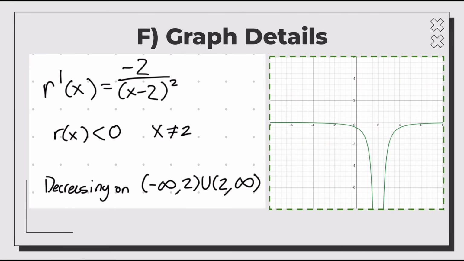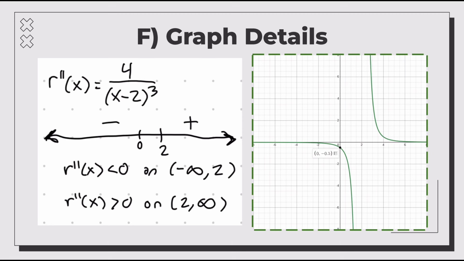So the first derivative will always be negative, since a negative divided by a positive will always be negative. And it does not exist at x equals 2. There are no critical points since it's always decreasing. It never changes from decreasing to increasing, and so there are also no maxima or minima. For the second derivative, if x is less than 2, the graph is concave down since it's negative, and when x is greater than 2, the graph is concave up since it's positive.